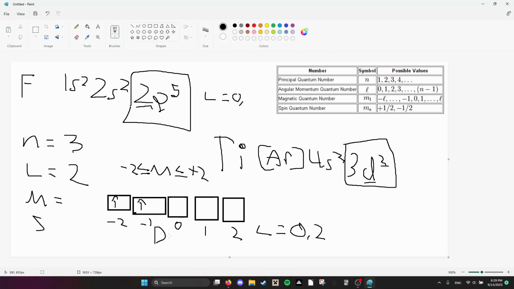Now, to figure out what your M sub L value is, you want to go ahead and look at which box my electron is in. We can see that in this case, it is above the negative 1 box. We know that M is equal to negative 1. And then again, to find the spin number, we want to look, is our last electron going up or is it going down? In this case, our last electron is going up. So our S is going to be equal to positive 1/2.